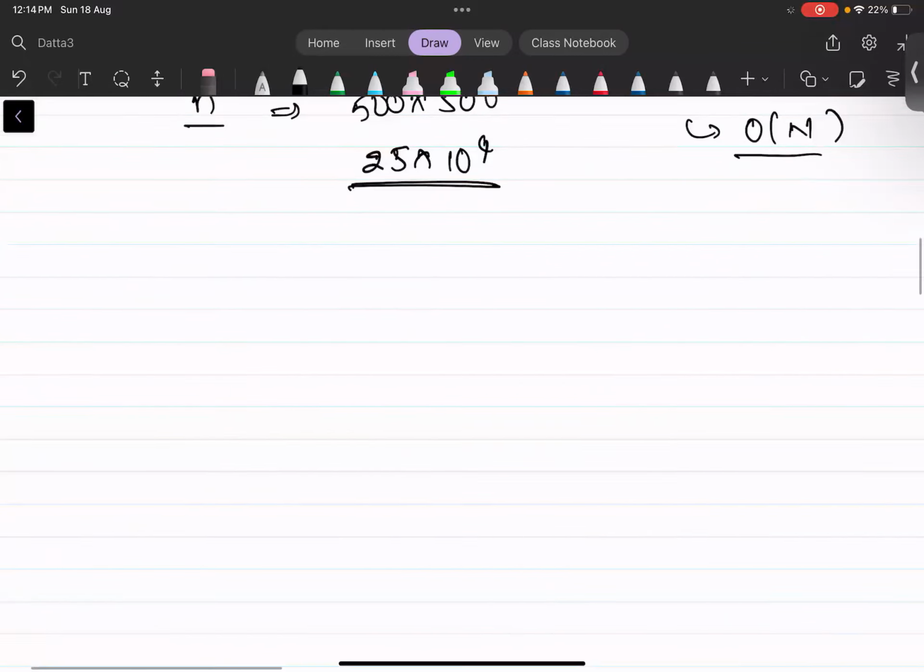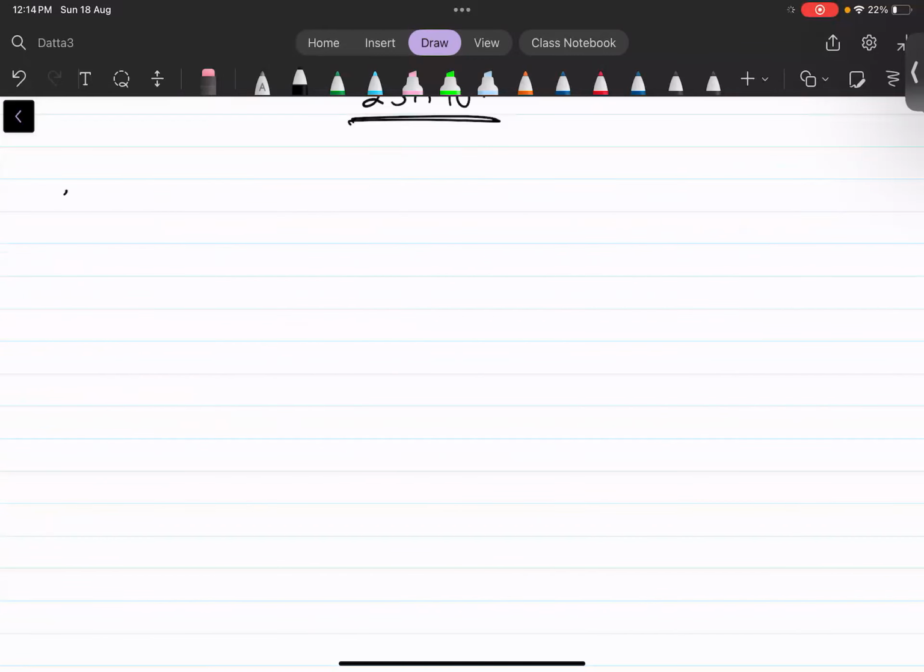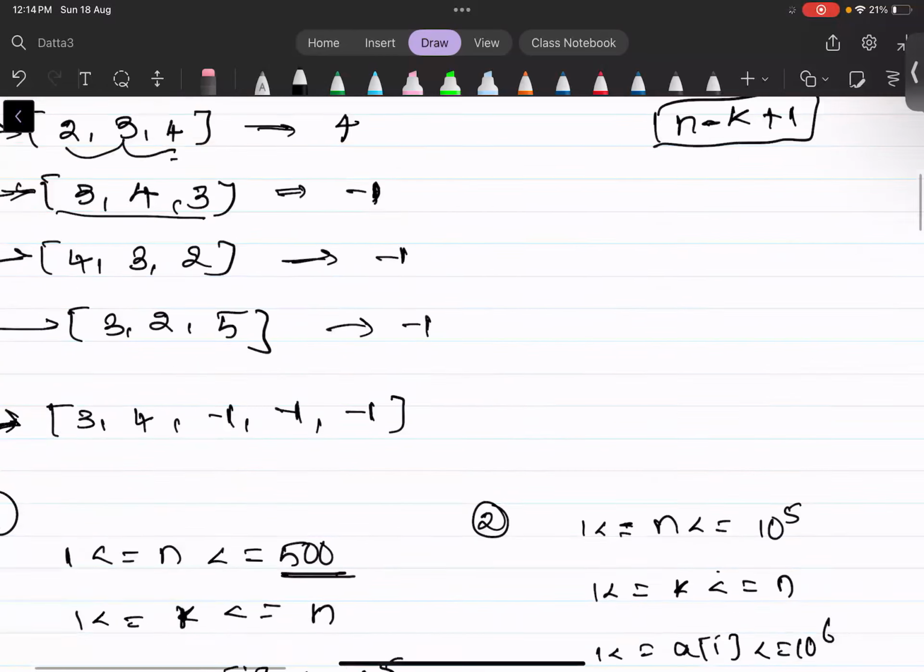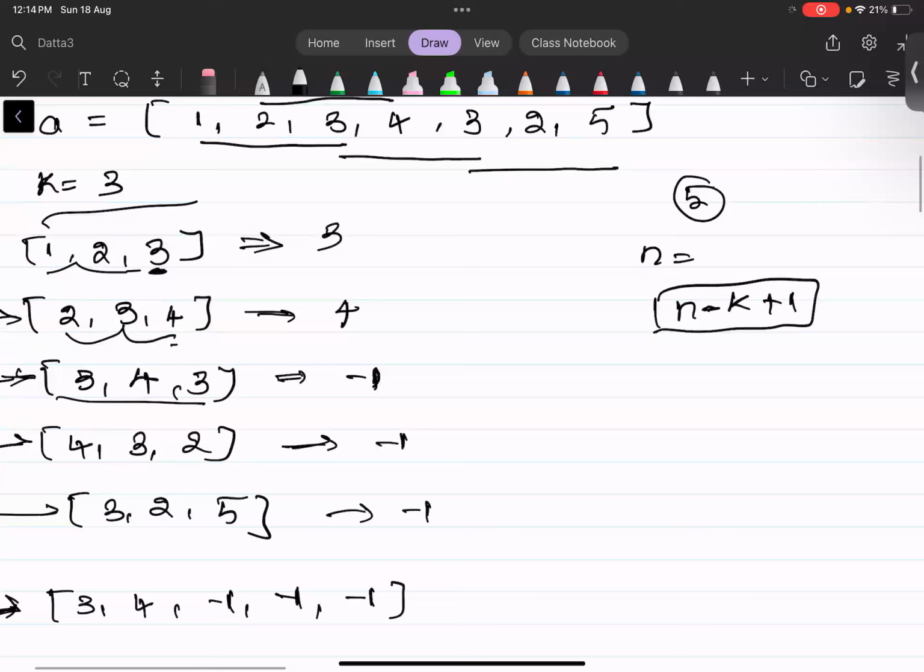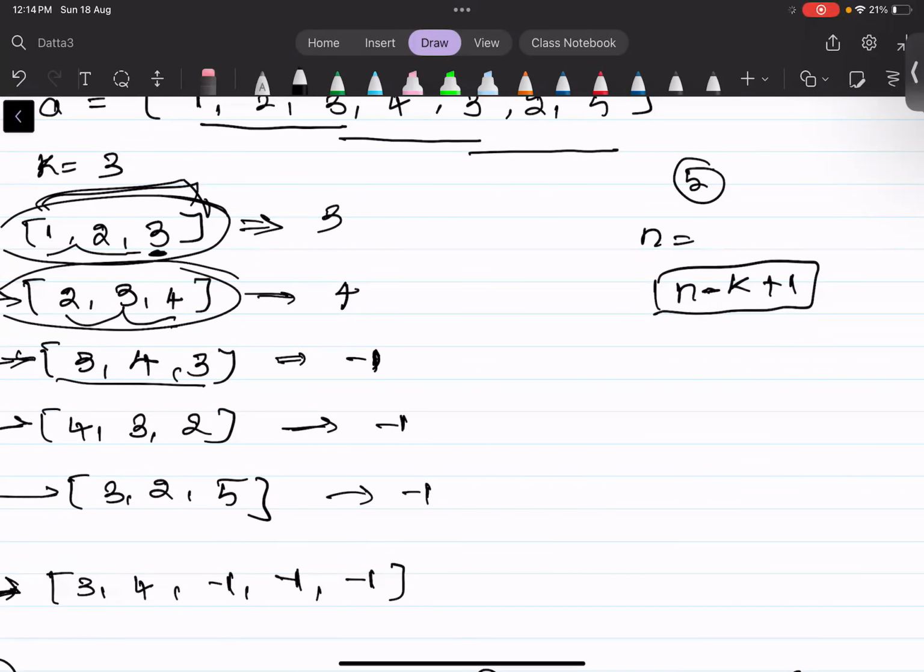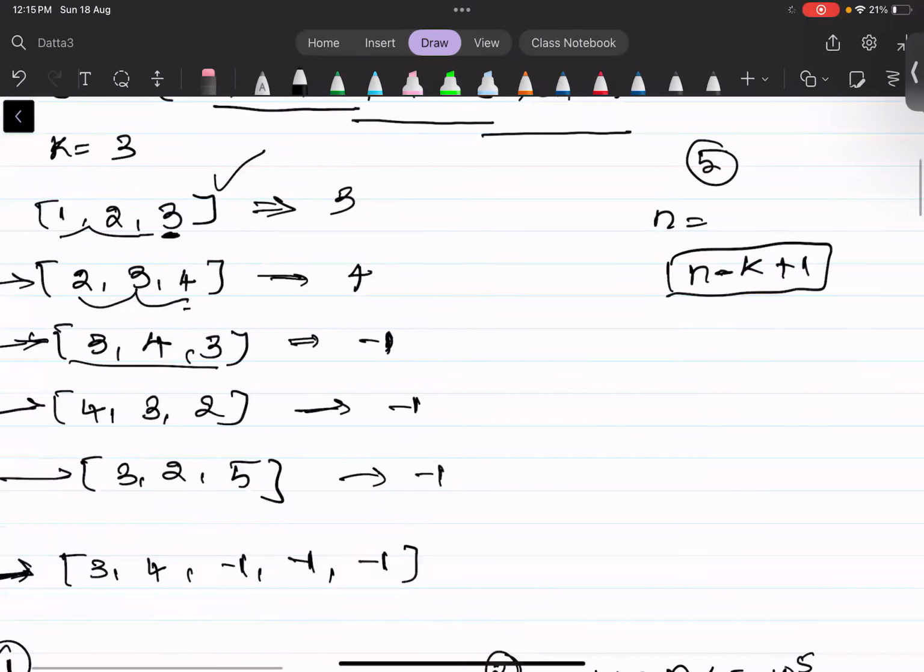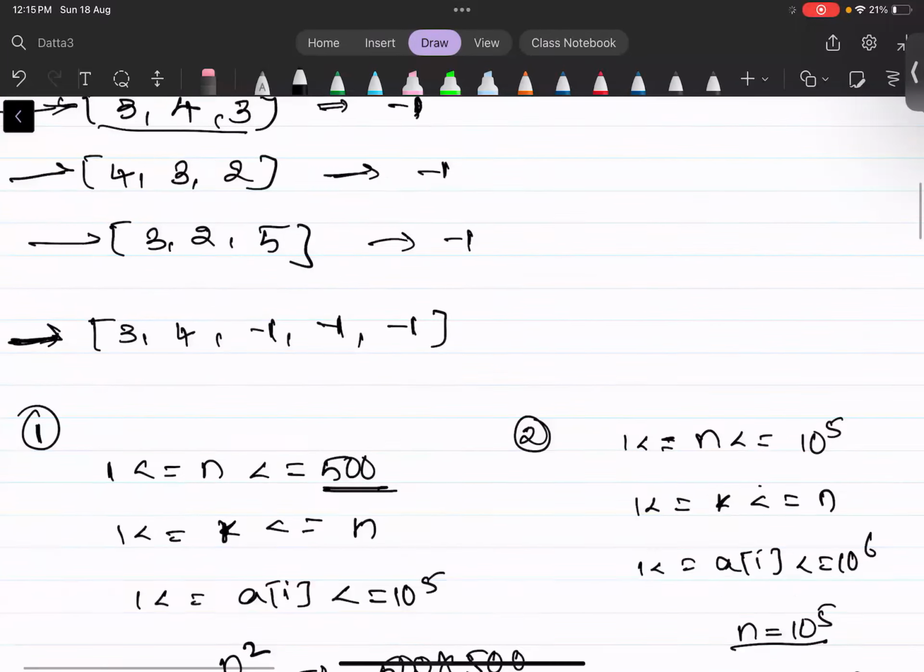Now let's talk about the different approaches. The first approach that comes to my mind is the brute force approach. Here I'm going to check all the possible subarrays of size k, and check what is the power of this particular subarray, and what is the power of this particular subarray, and so on. So I'm going to check all subarrays of size k, and I'll calculate the power of all subarrays.